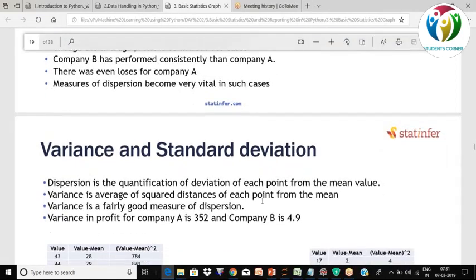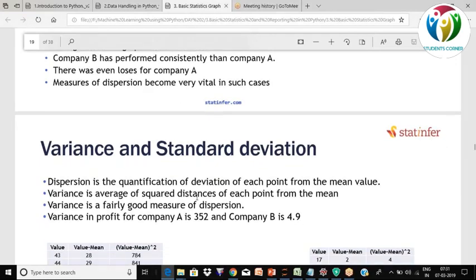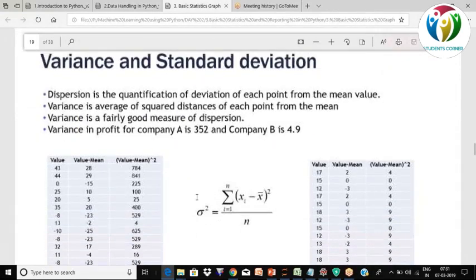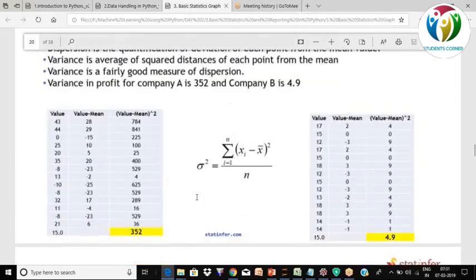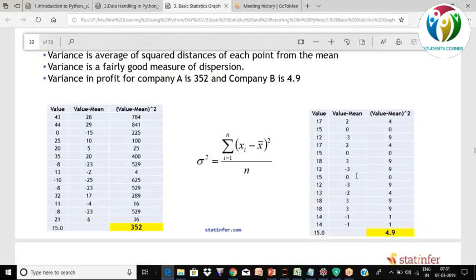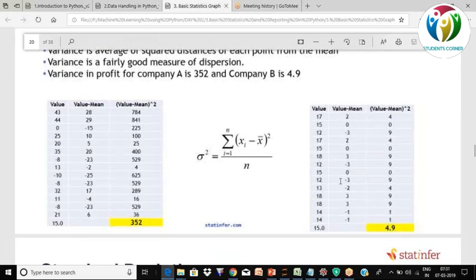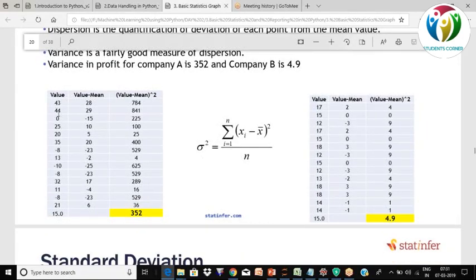So what is the variance? Variance is the average of squared distances of each point from the mean. So let's say this is the value we have for both the companies. This is the value of company A, this is the value of company B. You see that both of them have 15 as the average.